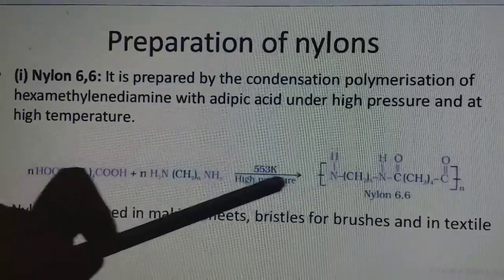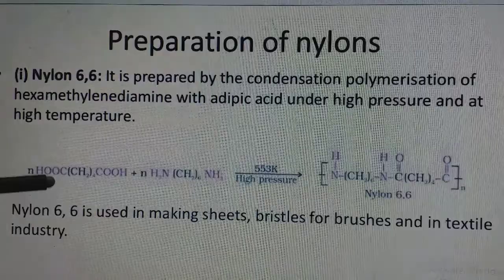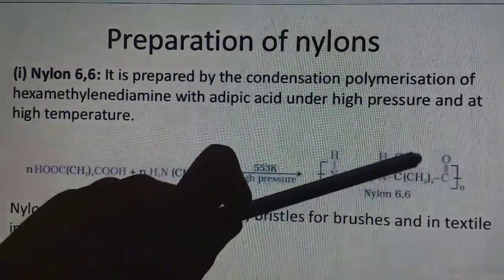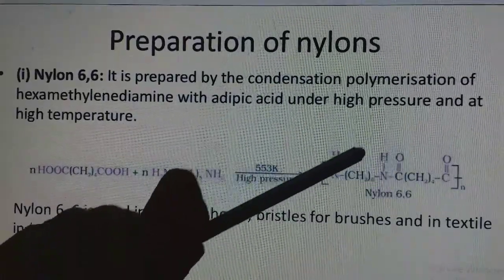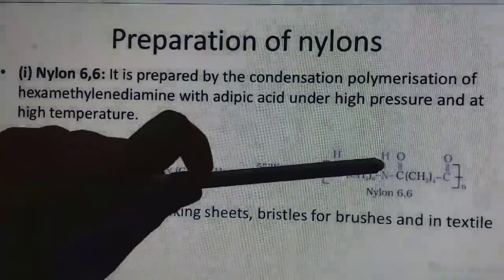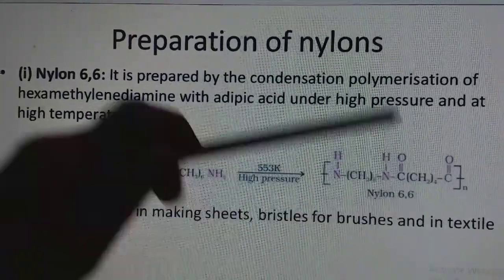So here, first they have written hexamethylene diamine. H is removed from this, and it is condensed with this adipic acid, and the linkage you get is the CONH linkage. This linkage we call the amide linkage, and it is a polyamide. It is called nylon 6,6.